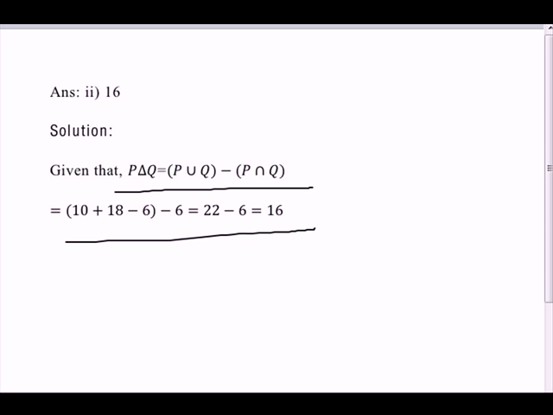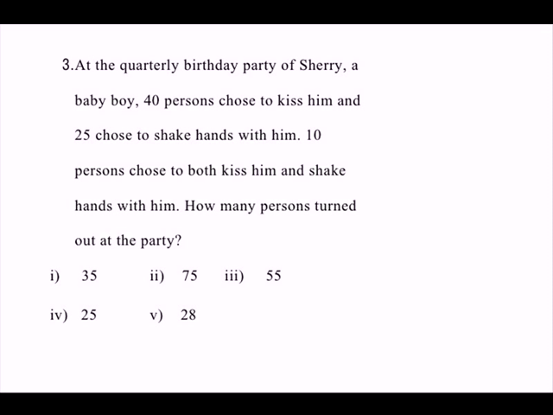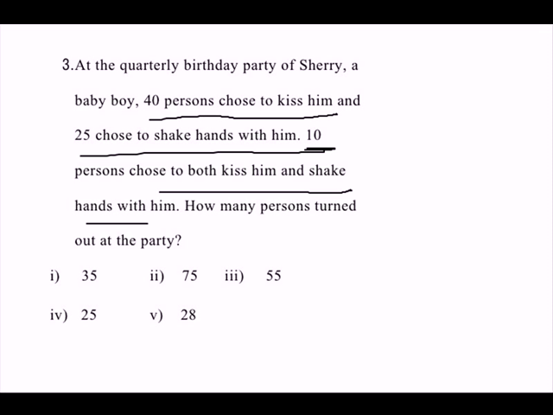So let's now have a look at some more complex question, something that you might get in your real test towards the end when questions generally become more difficult. At a birthday party of Sherry, a baby boy, 40 persons chose to kiss him and 25 chose to shake hands with him, and 10 people chose to both kiss him and shake hands. How many people turned out at the party?